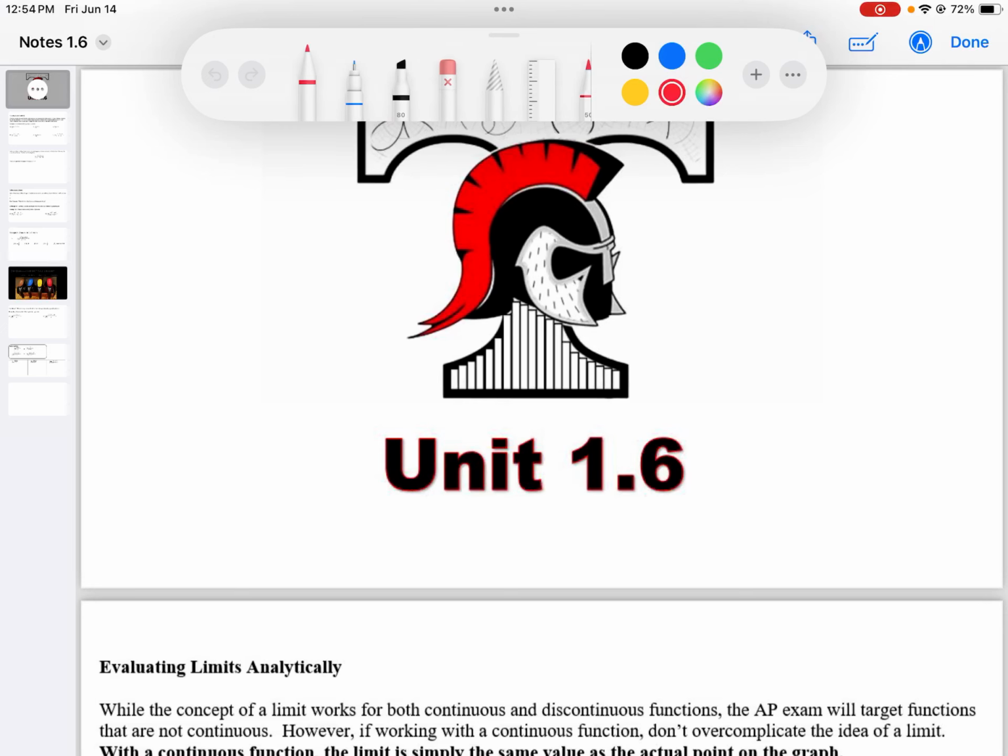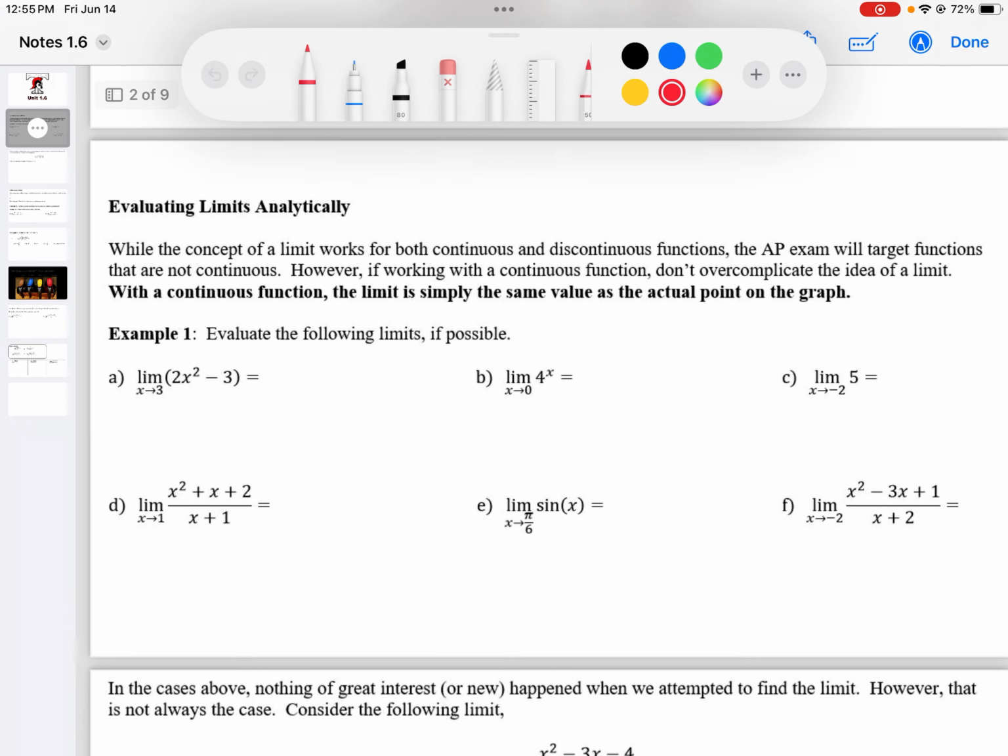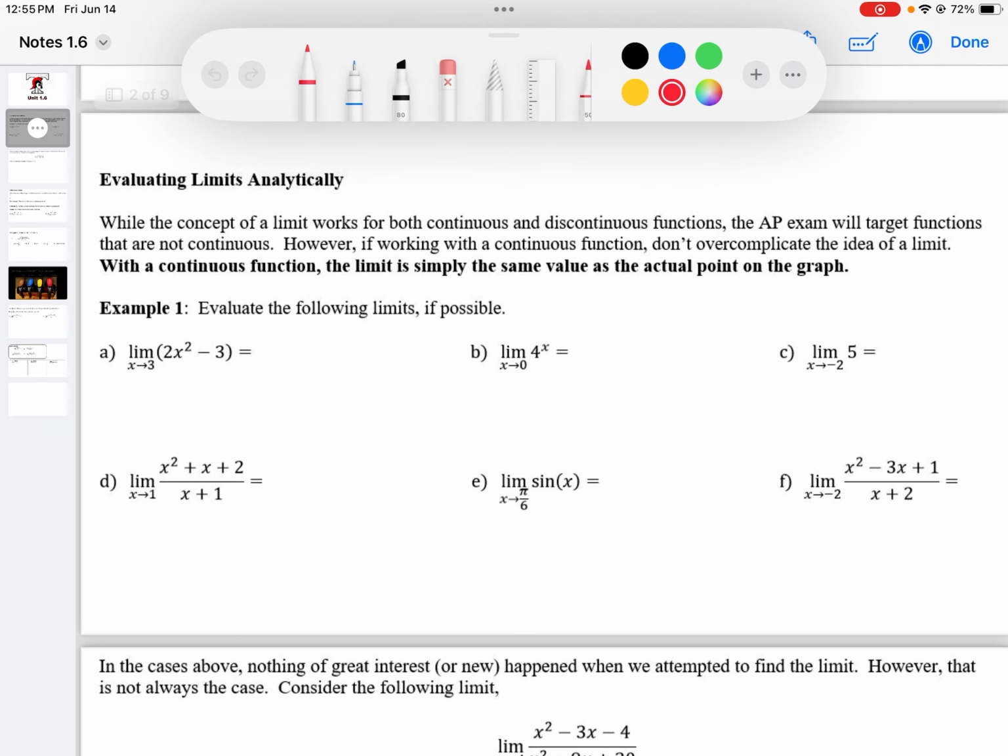Alright guys, in this video we're still talking about limits, but what we're going to do is evaluate limits analytically and look at the indeterminate forms. So if I'm evaluating a limit, a lot of times I can just plug in the number. Like if I want to find the limit as x approaches 3, we're just going to plug in 3 and then see what the y value is there.